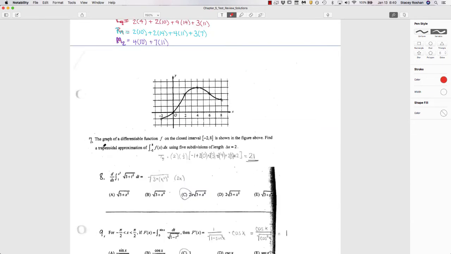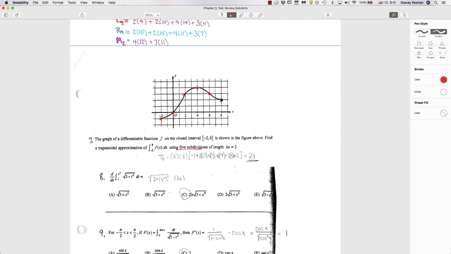Number 7, they're telling us that the graph of F is shown up here. Find a trapezoidal approximation of the area under the curve between -2 and 8. So they want us to do trapezoids even though they're giving us a graph. In this one, we are using 5 subdivisions. They tell us our delta x is 2 actually. So really you're at -2, then you're at 0 because you're going by 2s, then you're at 2, then you're at 4, then you're at 6, and then you're at 8.